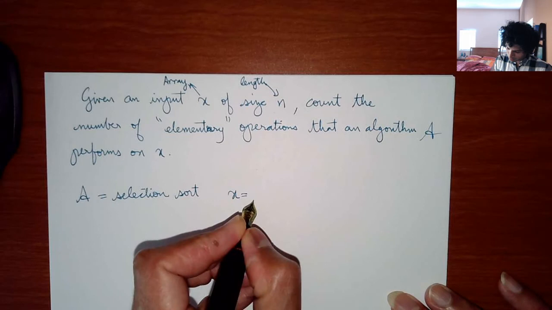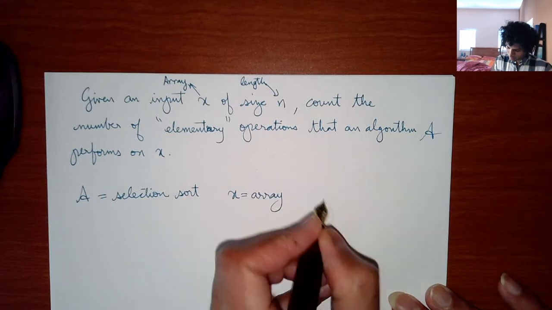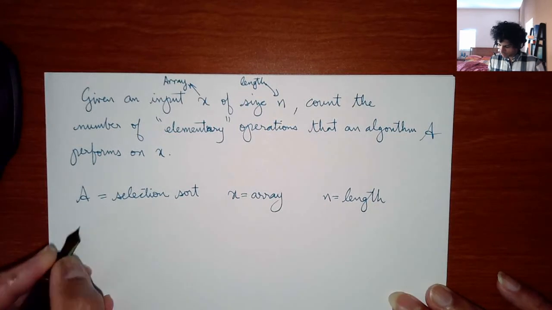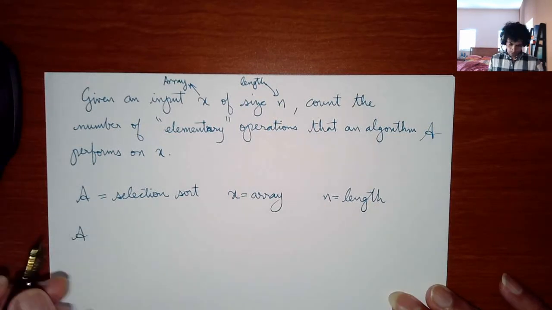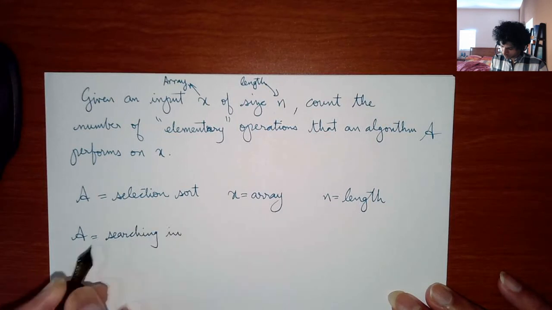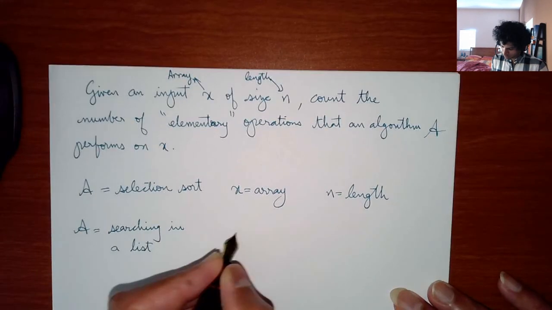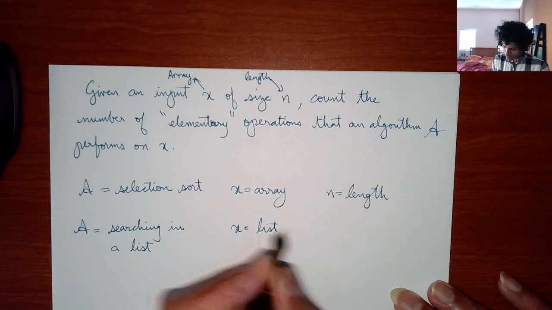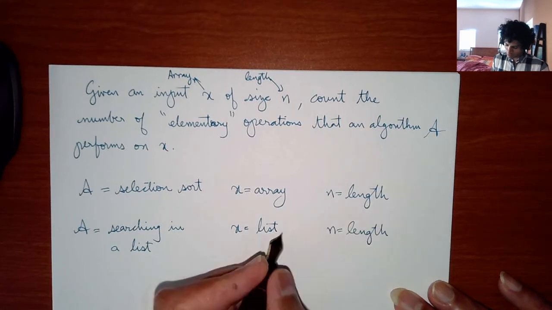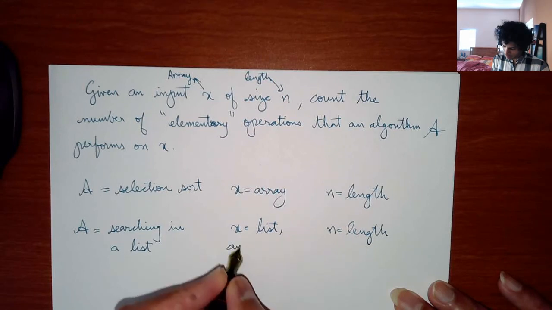X is your array, and n is the length. But you could also think of A as searching in a list. X is the list, and n is the length. So X is the list and the element to be found.